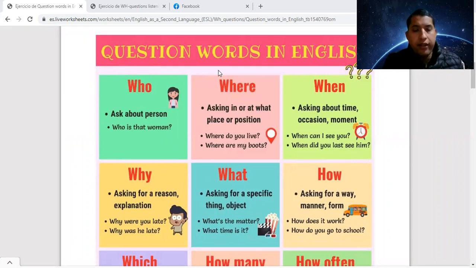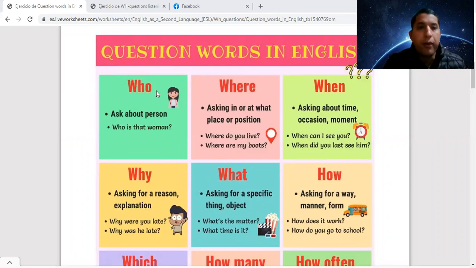Hello, everybody. Today, we're going to see this topic, which is question words in English, or some people say WH questions. ¿Por qué se llaman WH questions? Porque si ustedes se fijan, todas inician con WH questions. Por eso se les llama de esta manera. And we use them to get information from people.